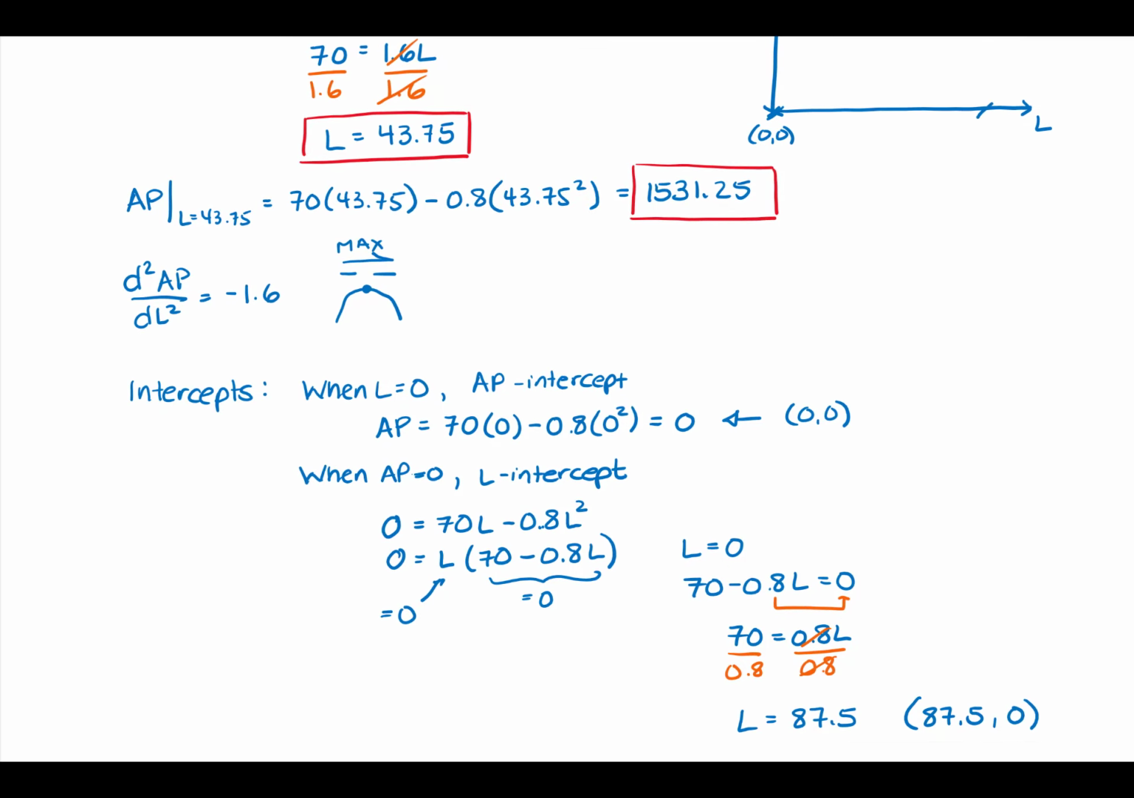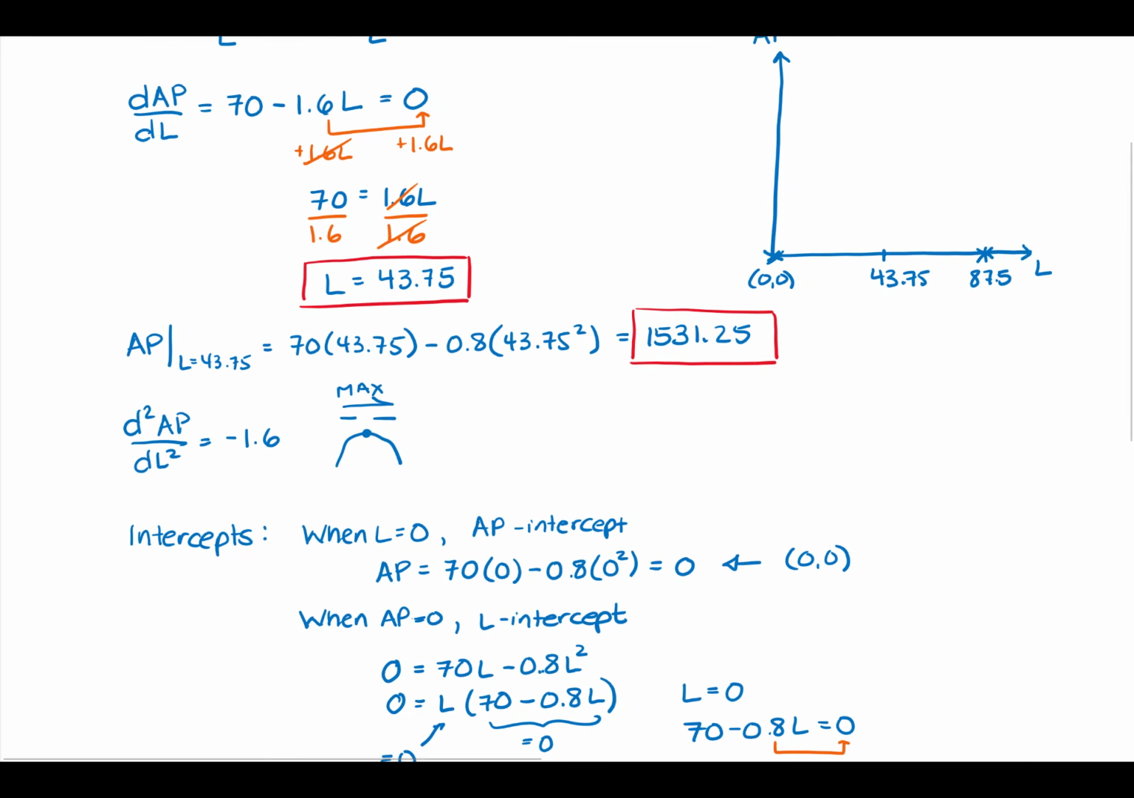So I know that when L is equal to 87.5, my AP, or vertical axis, value will be 0. So I'm going to put that right here at 87.5 for my L value. And 43.75 is halfway between 0 and 87.5. I had a value of 1531.25 for my maximum average production. And so from here, I just draw this dome-like quadratic. And it should look something like this.